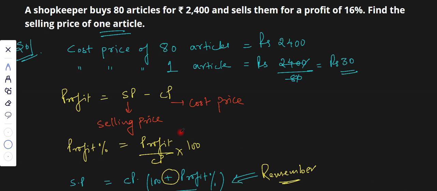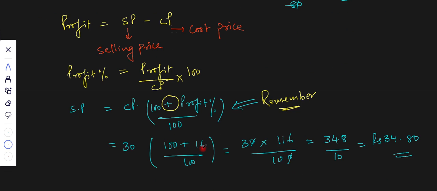Okay, so profit is SP minus CP. If we are talking about loss, then it will be CP minus SP. So profit percent is profit divided by CP into 100, and the very important formula is SP is equals to CP multiplied by 100 plus profit percent divided by 100. Okay, I hope the concept is understood by you. If not, you people are free to ask me in the next class.